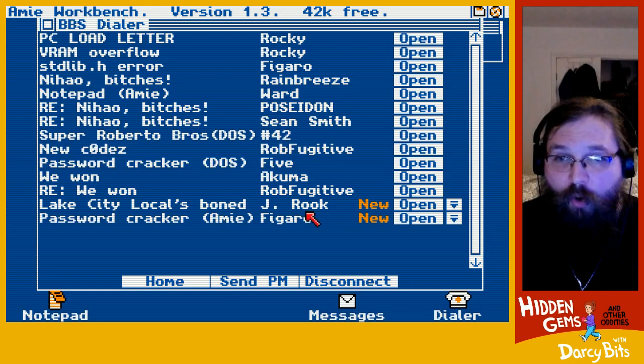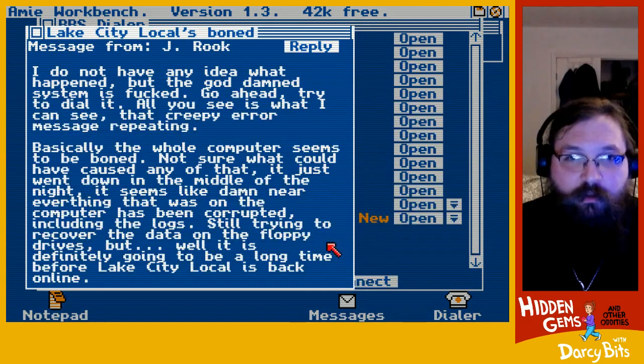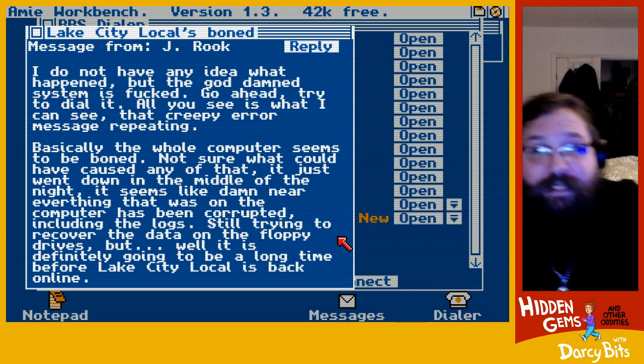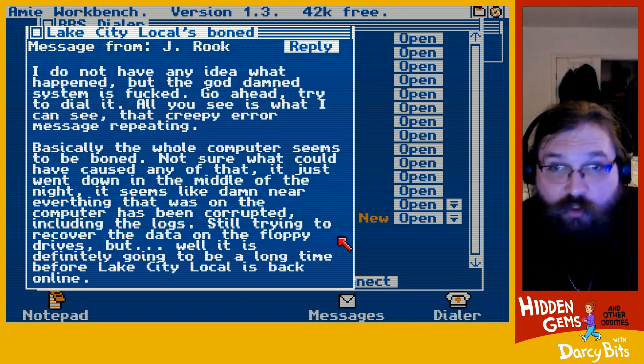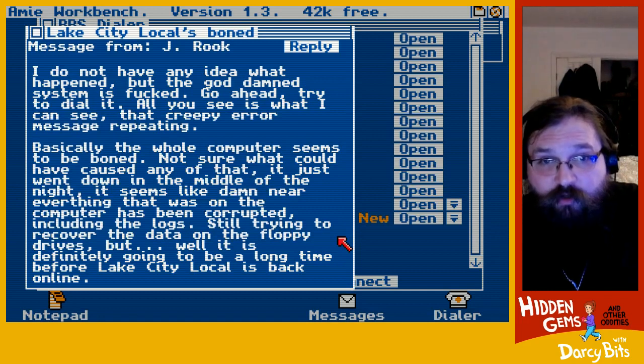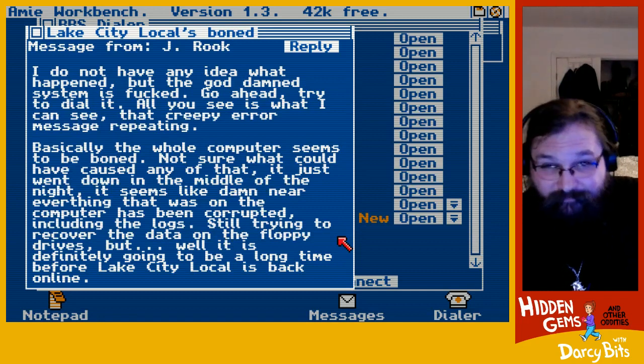Lake City Local Boned. J. Rook. I do not have any idea what happened, but the goddamn system is fucked. Go ahead, try to dial it. All you see is what I can see, that creepy error message repeating. Basically, the whole computer seems to be boned. Not sure what could have caused any of that.